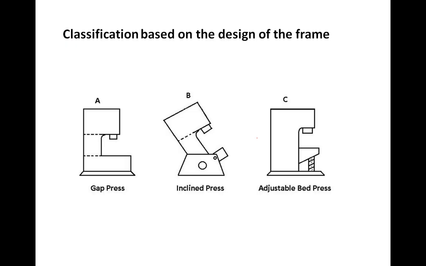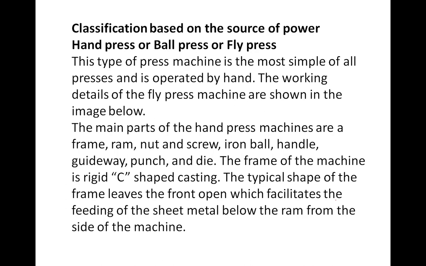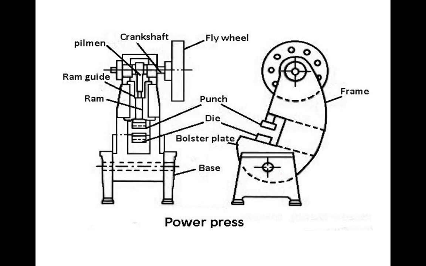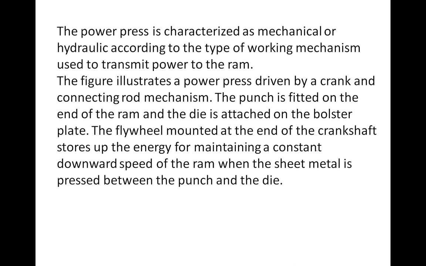These are the classifications based on the design of the frame. If you look at this diagram, this is the gap press, this is the incline press, this is the adjustable bed press. All the literature is given here as short notes. This is the fly press, a manually operated press. Power press is operated by some electrical motor. So this is all about the press dies. Okay, thank you.